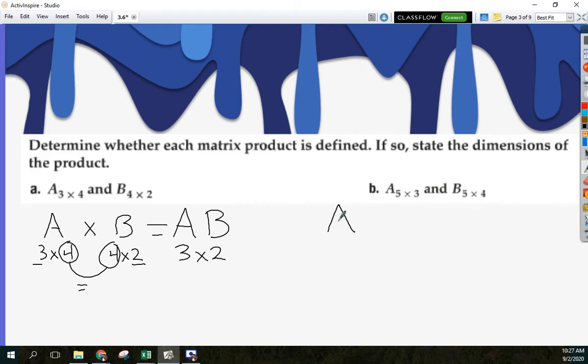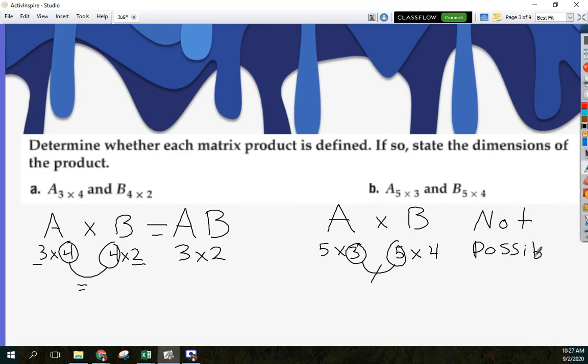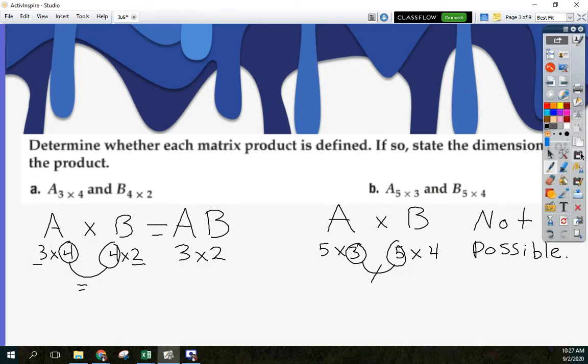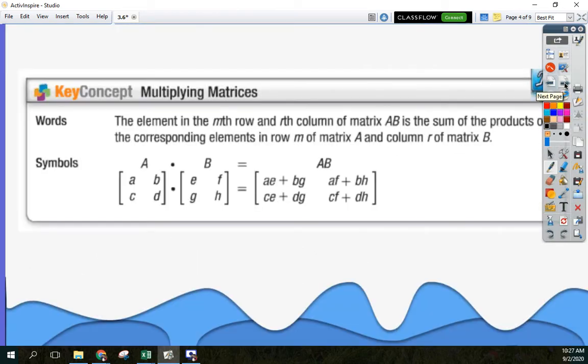Next, I have A, which is a 5 by 3, and I want to multiply that by B, which is a 5 by 4. Notice this time, my inner dimensions are not equal, therefore it is not possible. We always want to check and make sure that a matrix problem is going to be possible before we do it. So now let's look at actually how we multiply two matrices.